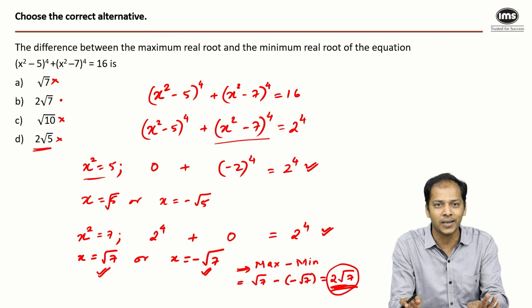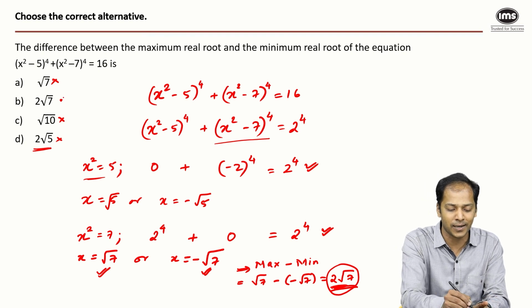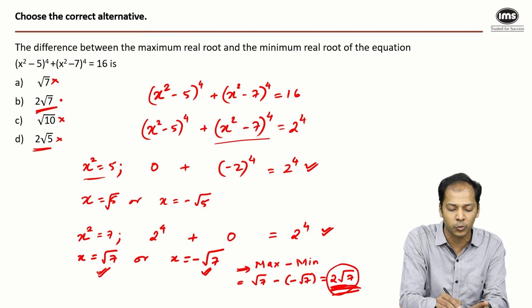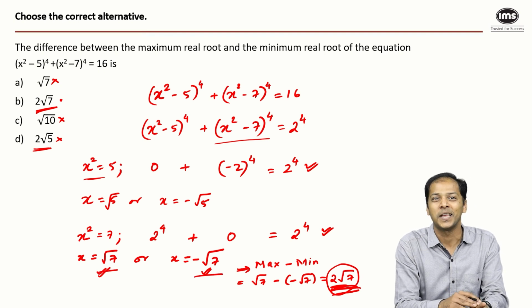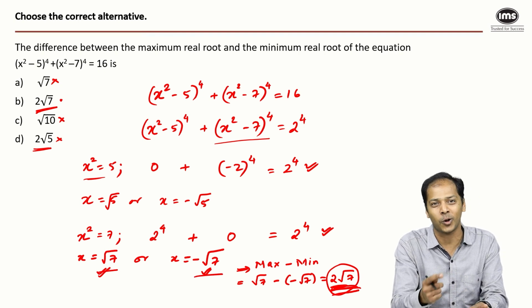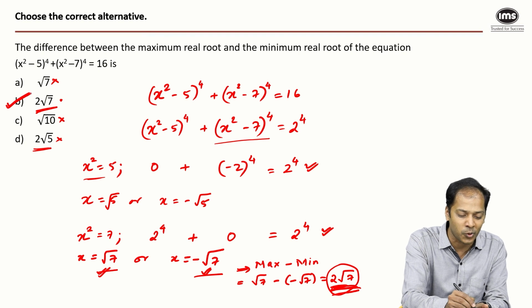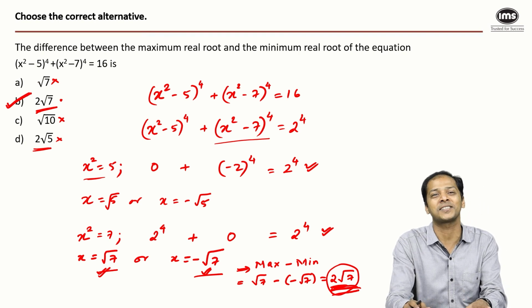But the options clearly show me that the biggest of all the options is 2 under root 7, and that I've already found out between root 7 and minus root 7. Therefore, the answer, if at all, has to be option B only, and hence the correct answer to this question is option B.